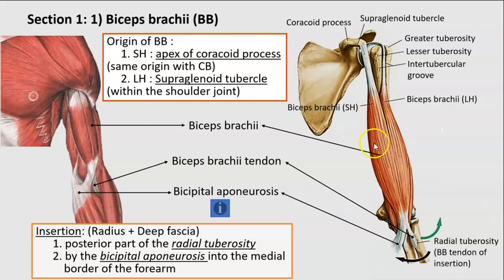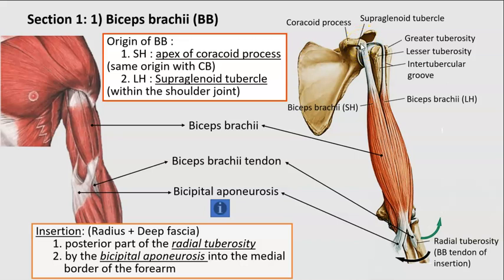The short head, if you can see here, origin dia dekat coracoid process. If you remember what are the muscles yang origin pun dekat coracoid process, coracobrachialis pun dekat sini juga kan. We will mention coracobrachialis after this. What you have to remember, the short head of biceps brachii has the same origin as coracobrachialis, dekat coracoid process of the scapula.